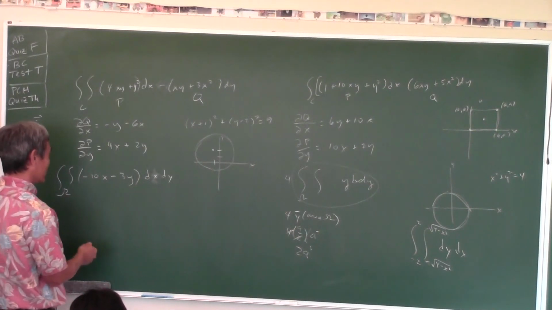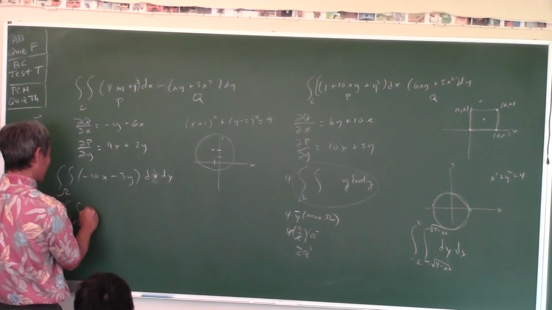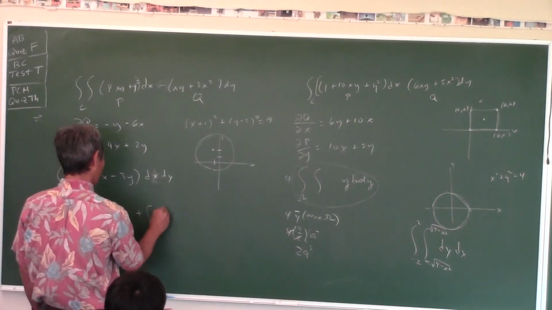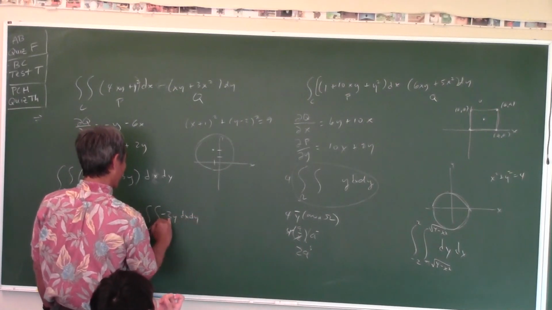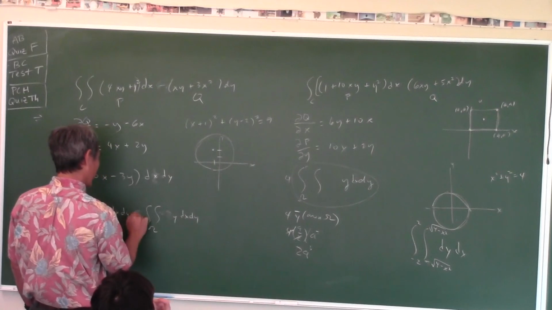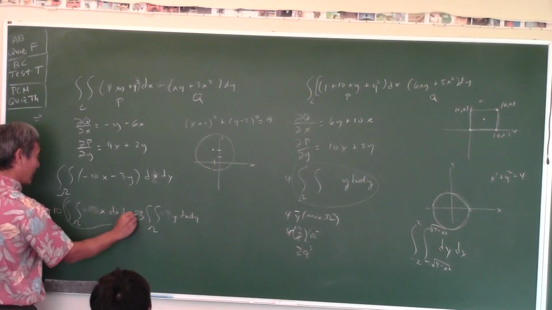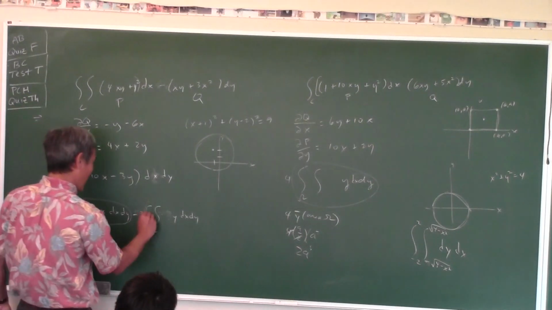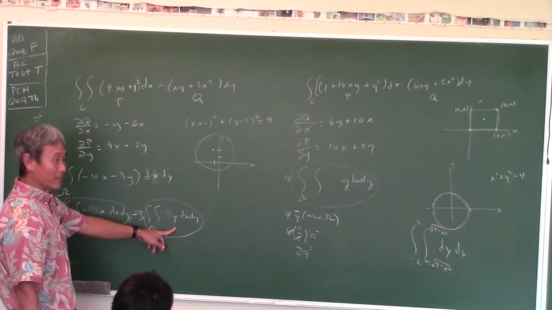What do you notice? Okay, what if you split this up into two integrals like that: the double integral over omega of negative 10x dx dy plus the double integral over omega of negative 3y dx dy. And then over here, you can throw out a negative 10, and over here, you can throw out a negative 3. And then, isn't that the x coordinate of the centroid multiplied by the area? And this is the y coordinate of the centroid multiplied by the area.